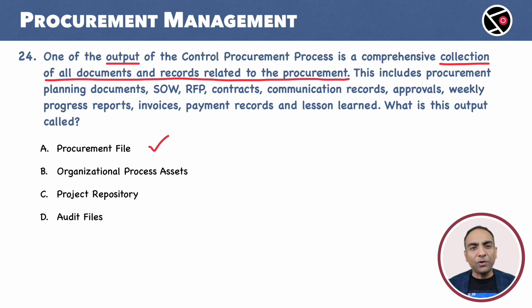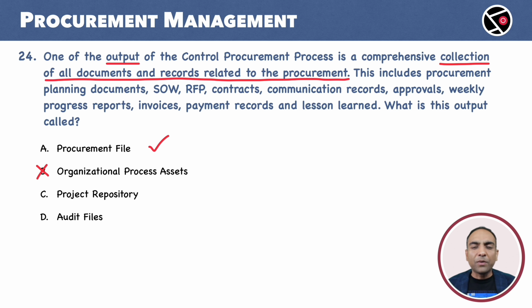This is an important document and is needed for multiple reasons: transparency, accountability, legal or compliance requirements, knowledge management. I think we have found the right choice. Still, let's review the other options. B. Organizational process assets. This is much broader and is a collection of all critical resources that the organization has built across time. This is not limited to a specific project. We drop option B.